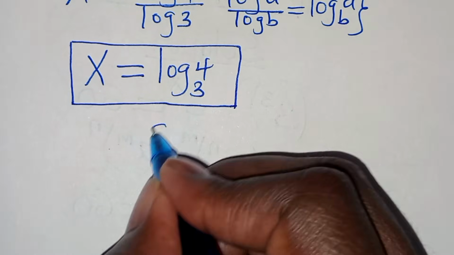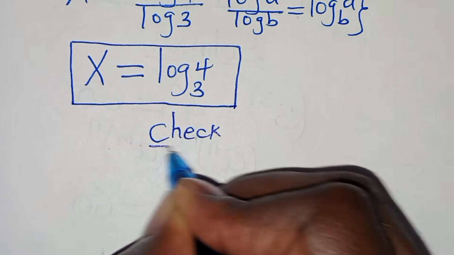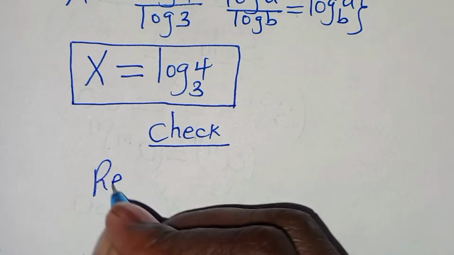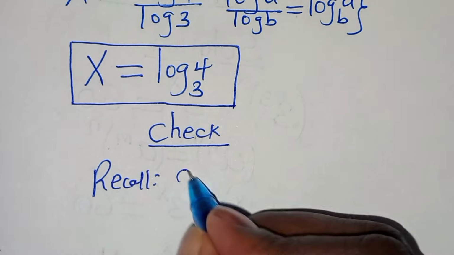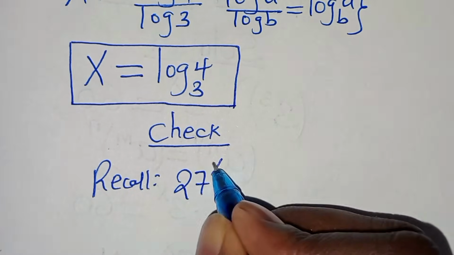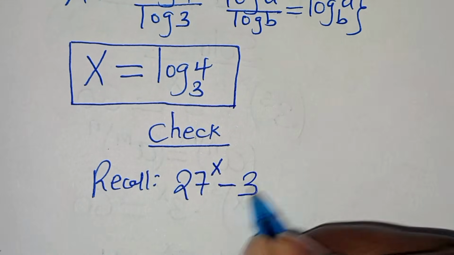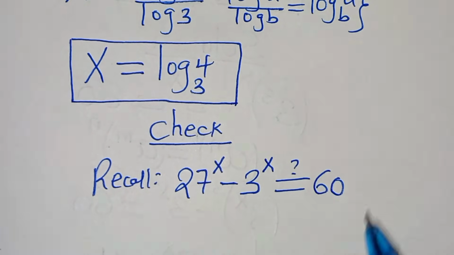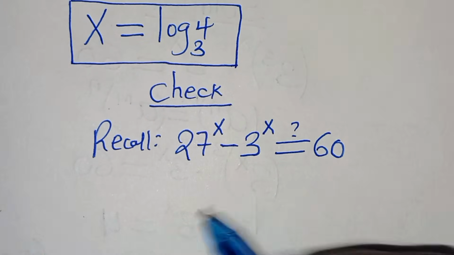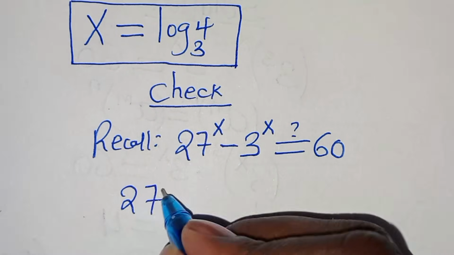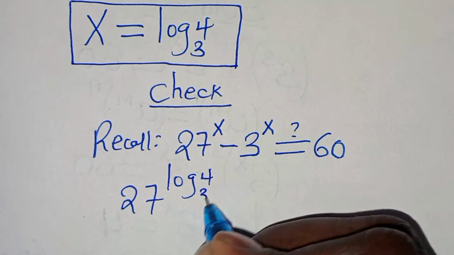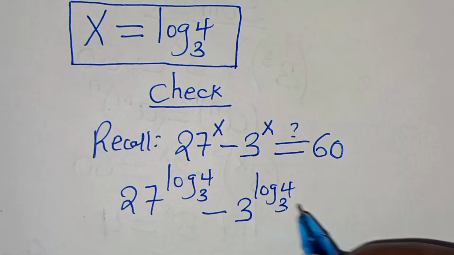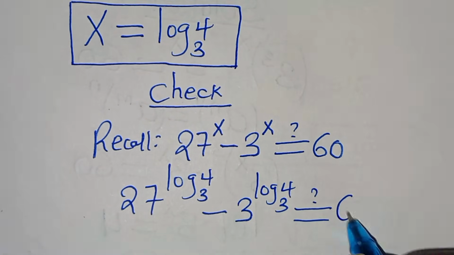Now the next step is to check if this value of x satisfies the equation. If you recall, we had 27 to the power of x, subtract 3 to the power of x. This is supposed to give us a value of 60. Let's substitute the value of x here, so that we have 27 raised to the power of log 4 to base 3 minus 3 raised to the power of log 4 to base 3, which is supposed to give us 60.